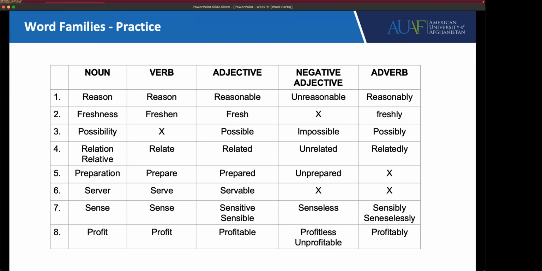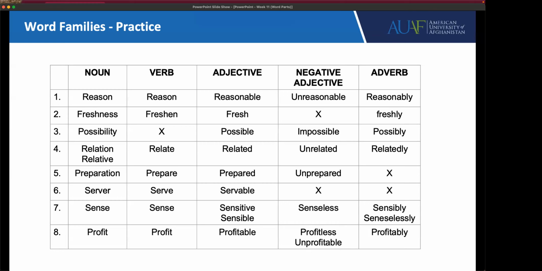And then we have possible, possibility, impossible, the negative, and possibly. So we can see how the noun has ION, right? Possibility, relation, TION, preparation, ER for server. So you can see that the verbs are just simple, right? And always the noun has an extra suffix in there.